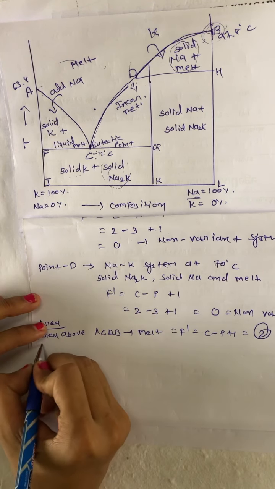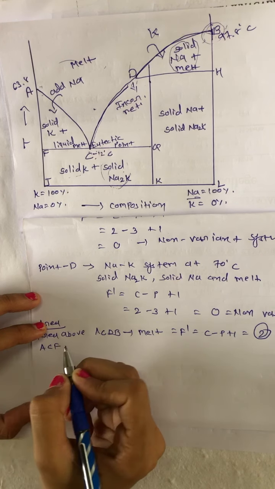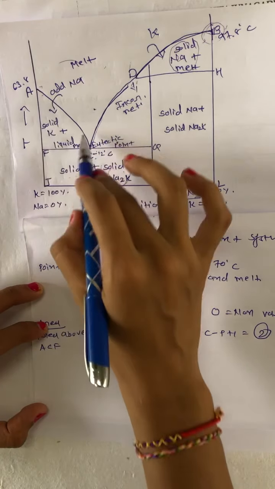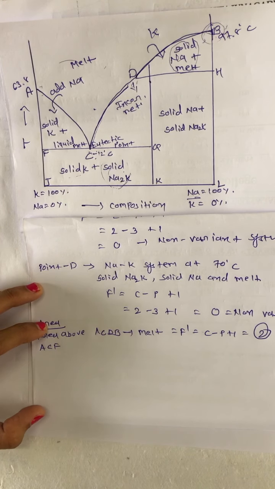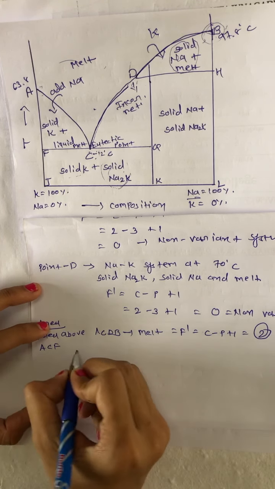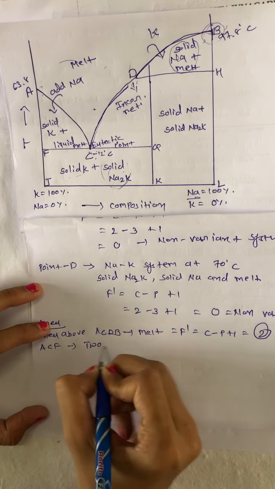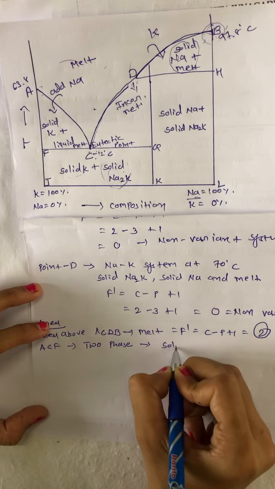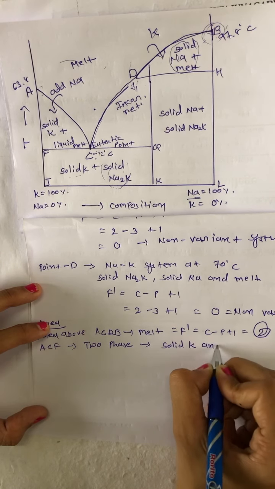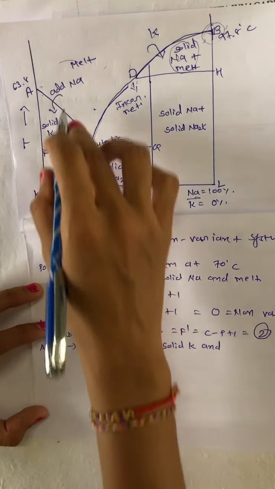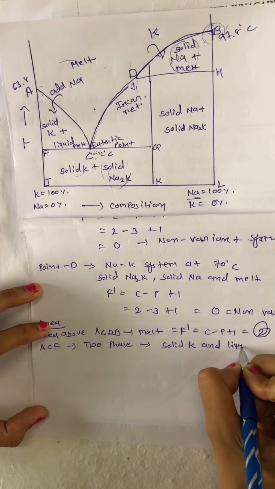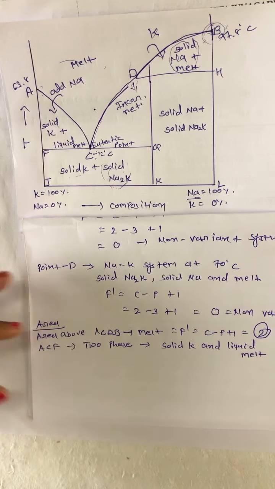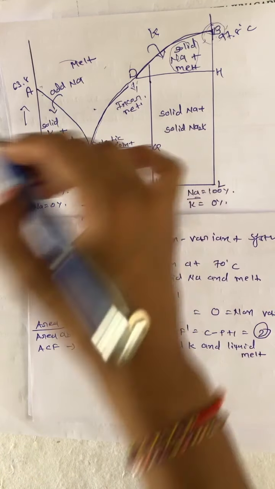Now another area is ACF. This area ACF has only two phases available. Which ones? Solid K and liquid melt, right? This area AC and F.